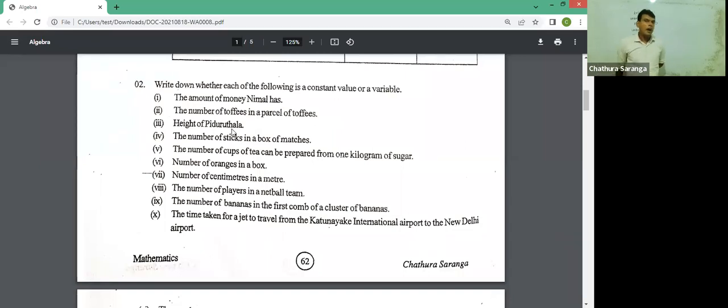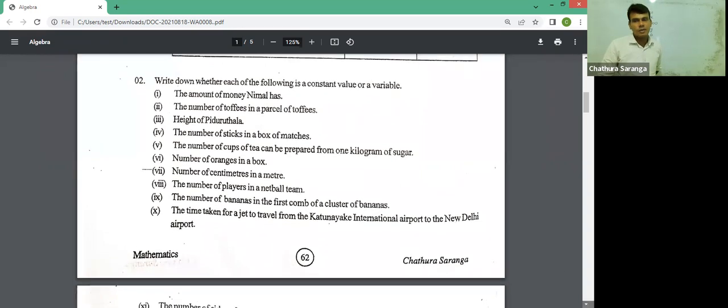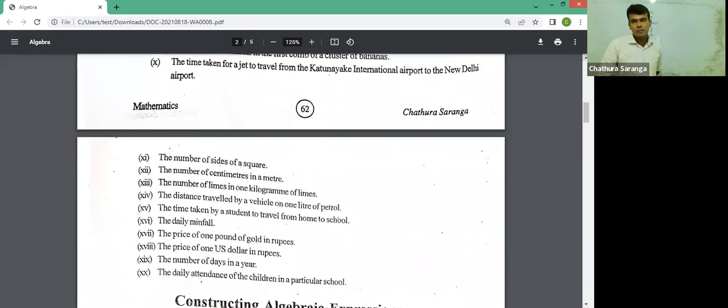Third one, the height of Pidurutalagala. Constant. The height of the mountain does not change; it is not one height today and another height the next day. Next, the number of sticks in a box of matches. Variable. Write constant or variable. Start.